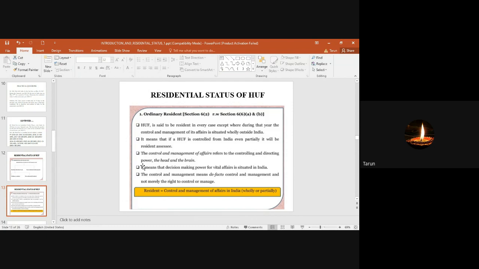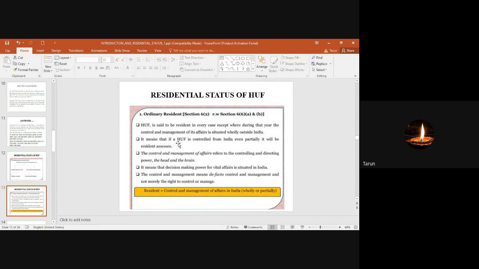In order to know whether a Hindu under HUF is a resident or non-resident, you need to understand first that a Hindu undivided family is said to be resident in every case except during that year, the control and management of its affairs is situated wholly outside India. So if any business of the Hindu undivided family is situated wholly outside India, that means that HUF will become a non-resident of India.